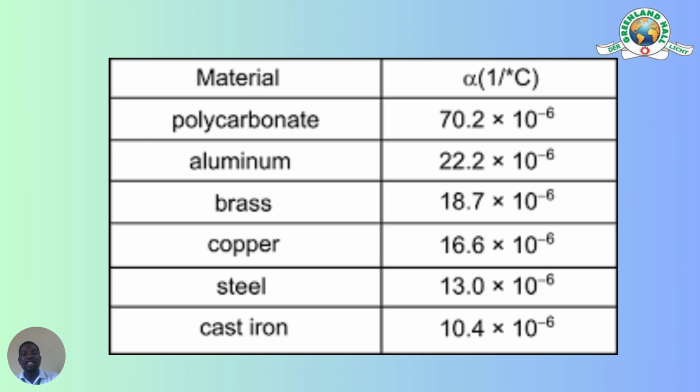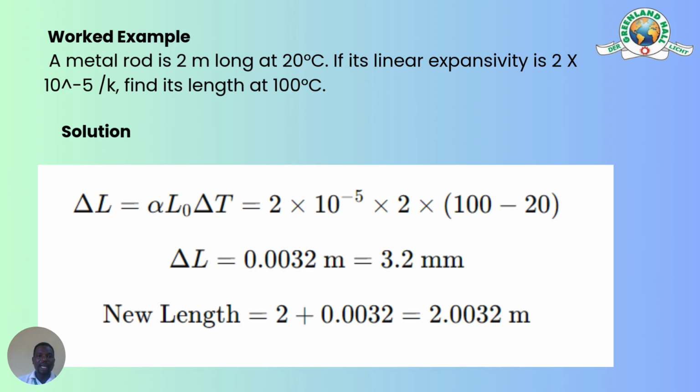So before an engineer is building in a particular location, he has to know the temperature of that region so as to ascertain the kind of material he's going to use, because some materials expand more than others. If you want to build your project in a place where the temperature is low, then you have the material to use for that. Now, worked example.